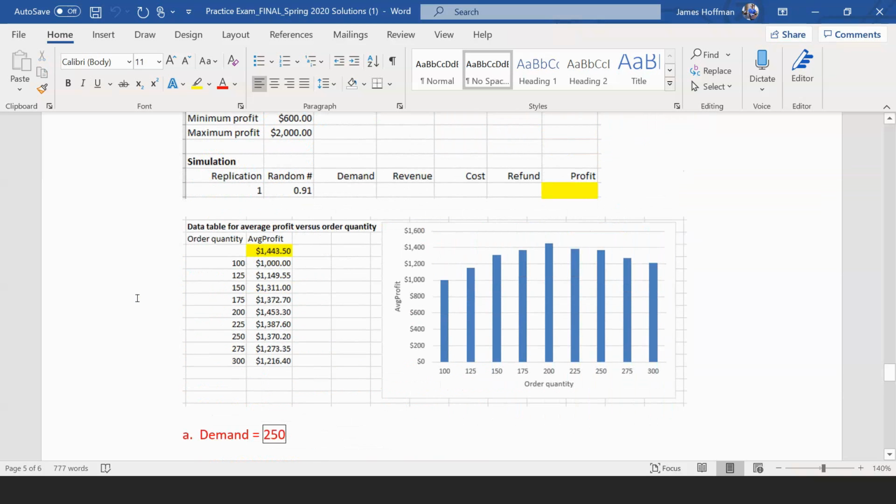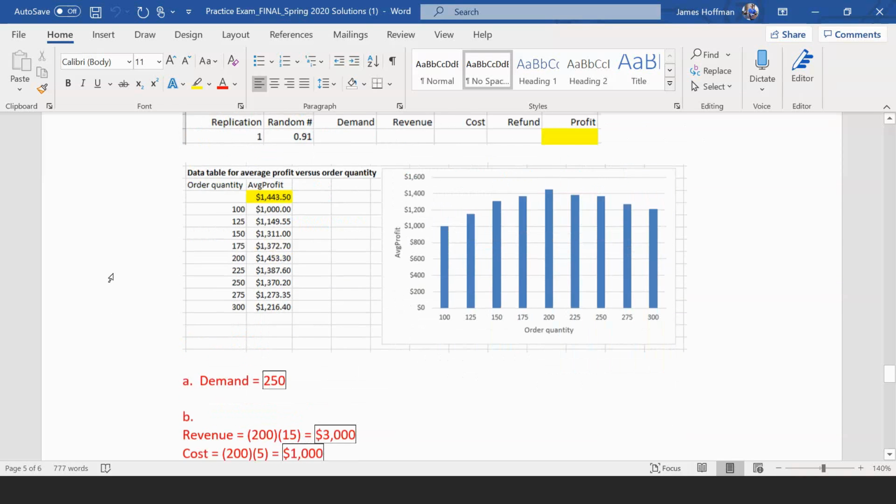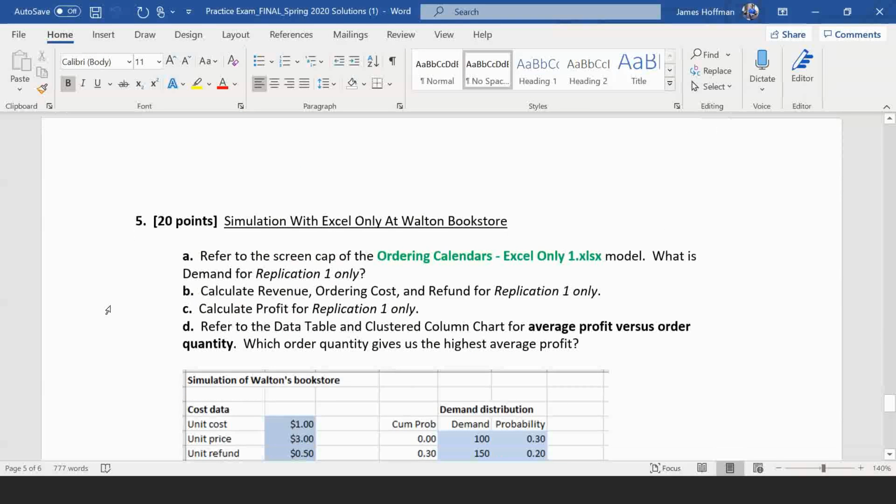Okay, so we got one more kind of like this, but any questions on what we did here for demand, revenue, cost, refund, or any of this stuff? All right, so I think this one will have a refund, so you can see the other case where we have too much as opposed to too little like last time.